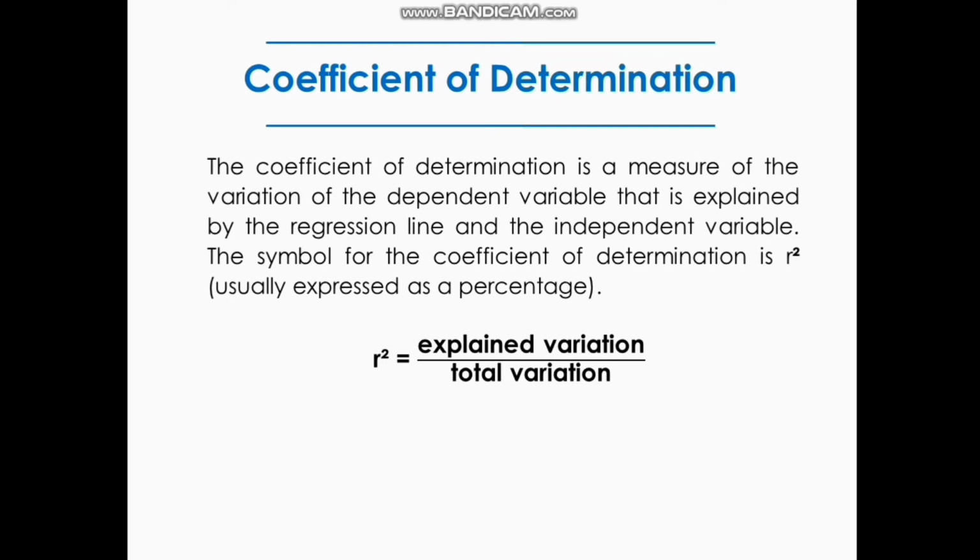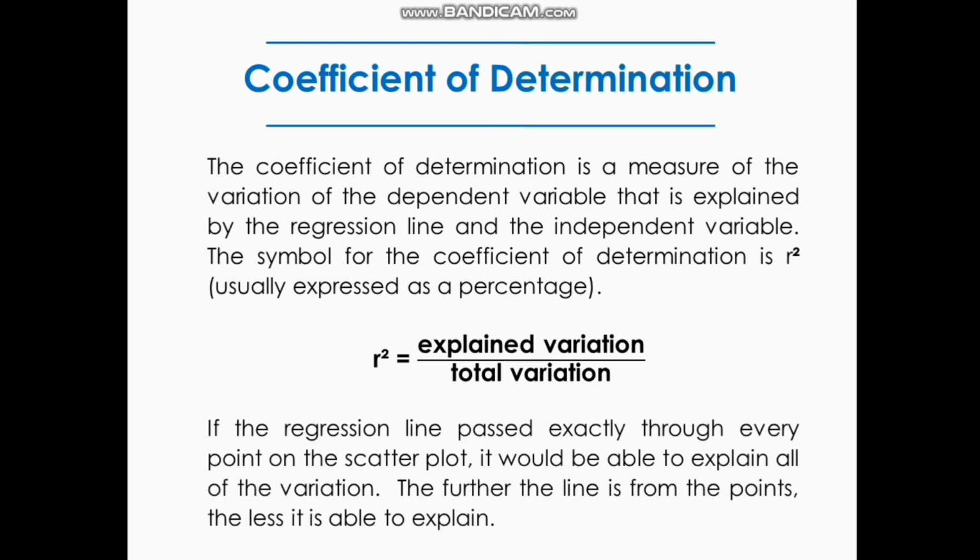It is used to find what percentage of the total variation is explained by the independent variable. And if the regression line passed exactly through every point on the scatter plot, it would be able to explain all of the variation. The farther the line is from the points, the less it is able to explain. So, the coefficient of determination also measures how good the regression line is.